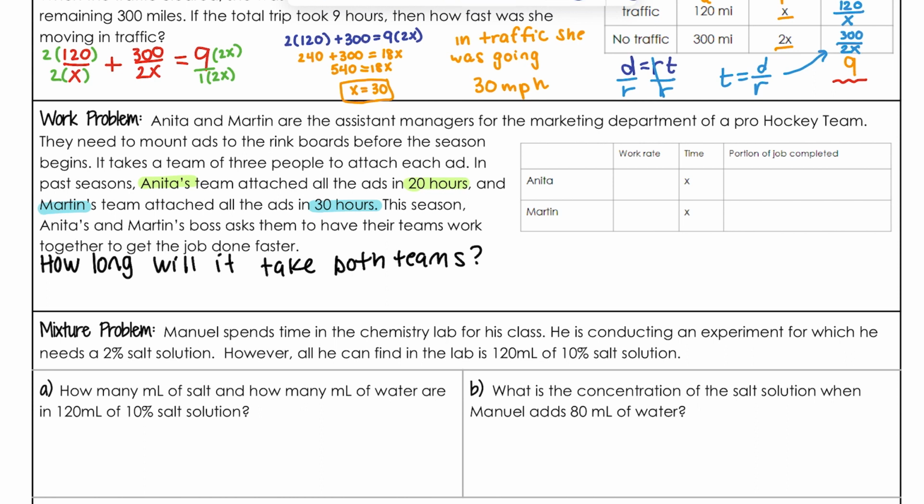To do this, think about it almost like a proportion. They both did the same one job. How long did it take Anita's team to do the one job? It took them 20 hours. So for one job, they spent 20 hours. That is Anita's team's work rate. For Martin's team to do that same one job, they took 30 hours. So that right there is their work rate.